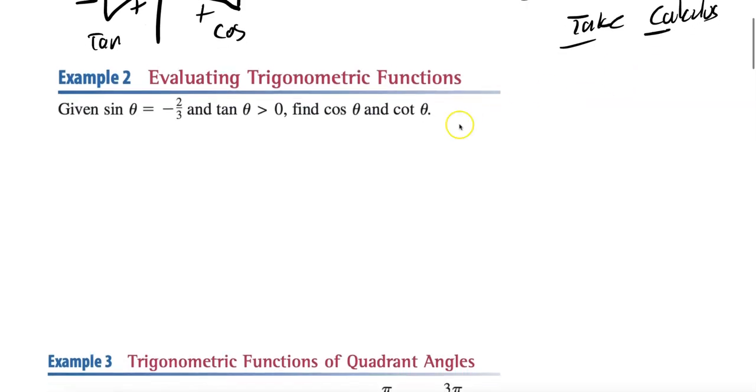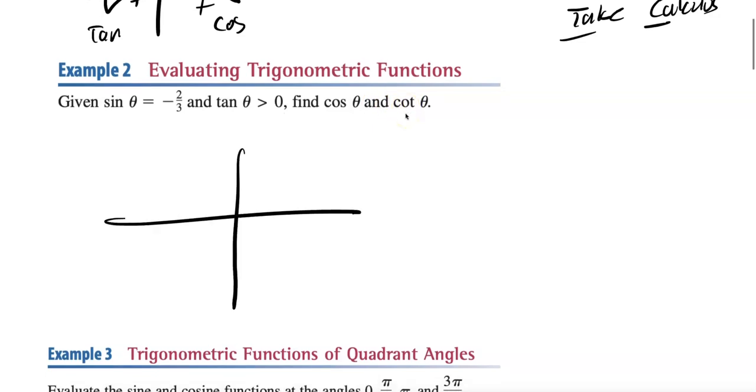So let's do a problem that's solved. Use that to solve: given sine of theta equals negative 2/3 and tan is greater than 0, find cosine and cotan. So what we're going to do is build a little triangle, like I always like to do. We know a couple things. We know sine is negative, right?